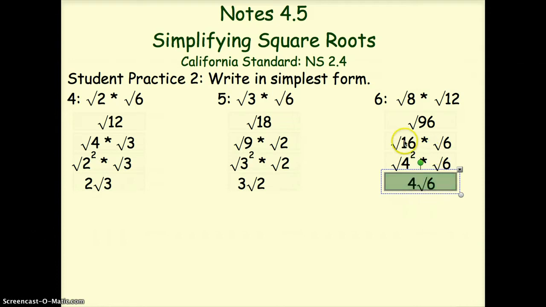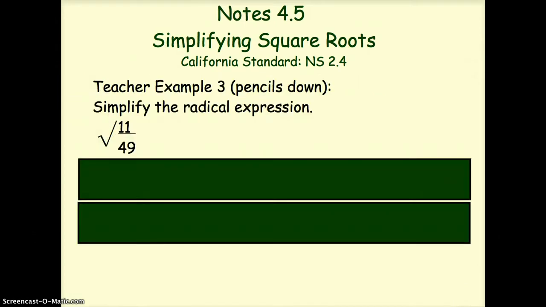So keep in mind, that was kind of a tricky one. If you had multiplied by 4, you would have ended up with 4 times 24, and then you would have had to break down that 24 as 4 times 6. And you'd end up with 2 times 2 times radical 6. And 2 times 2, of course, is 4. We don't know what radical 6 is, so we have to leave it alone. Okay, so hopefully you ended up with that answer with whichever method you chose. And let's take a look at teacher example 3.